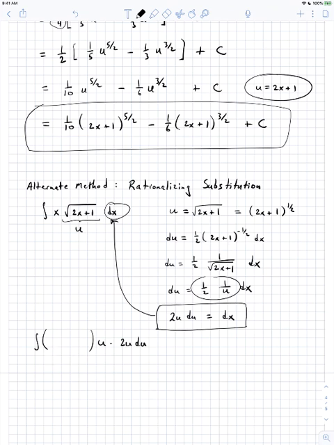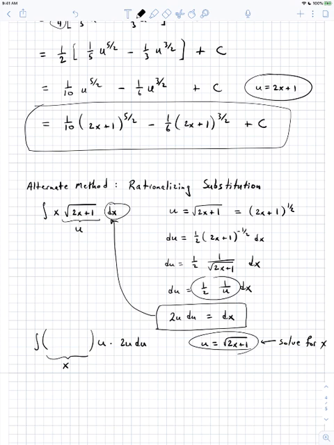I need to do what I did before, which is solve for x. We have u equals the square root of 2x plus 1. So we want to solve this for x, right? Because this thing right here, that's x. But we can't leave an x in this problem. We've got to turn everything into u.